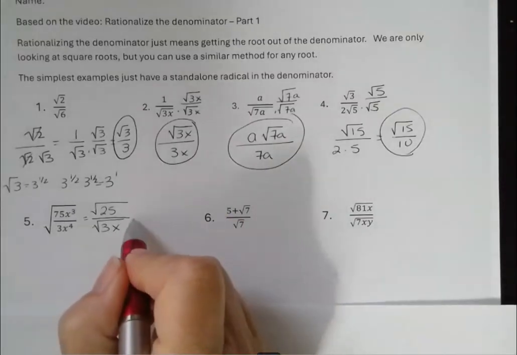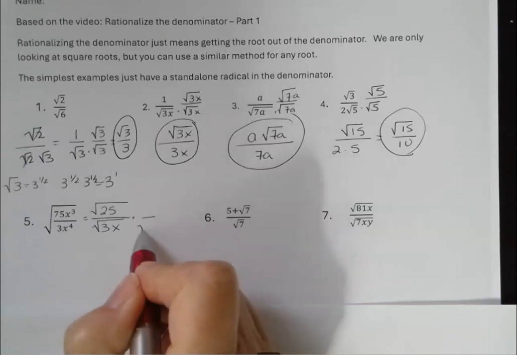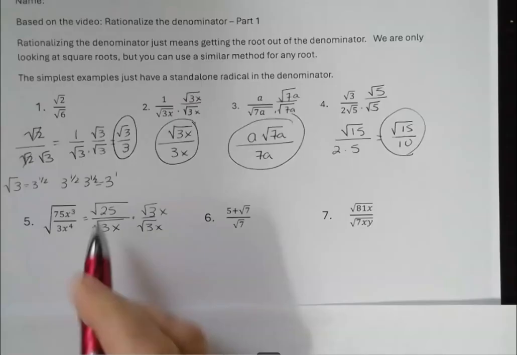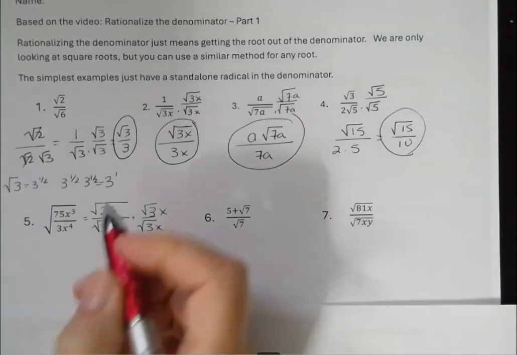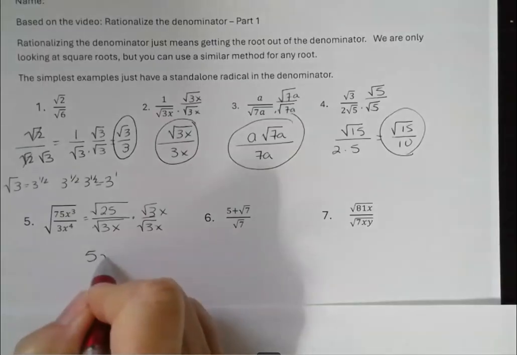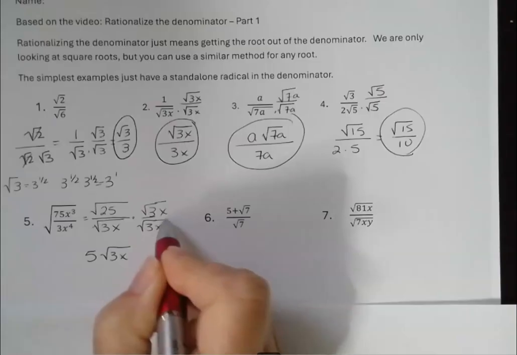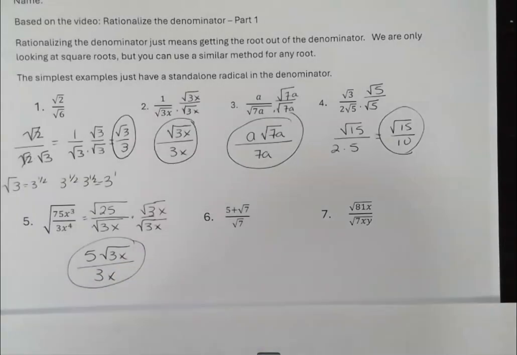Now what I can see is I can rationalize this by multiplying just like we did up here by the square root of 3x. But I also want to recognize that the square root of 25 is 5. So I get on the top 5 square root 3x. And on the bottom, I just have 3x. Again, 5 and 3, I can't cancel anything here. I can just stop right there.